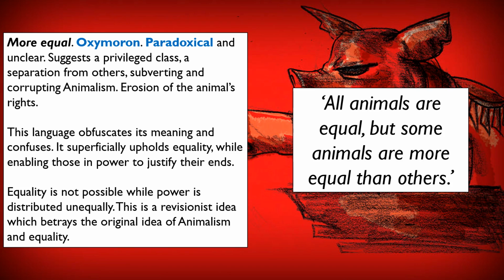Now, equality is not possible when you have power that is distributed unequally like this. When you have a small group with more power than another group, that is not equality. This idea as well is a revision. The original commandment was "all animals are equal." Now it says this extra, "but some animals are more equal than others." So it's a revisionist idea, which means that somebody's gone back over the past and they've changed the information to make it fit what they want. So revisionist ideas betray this original idea of animalism and betray the idea of equality.